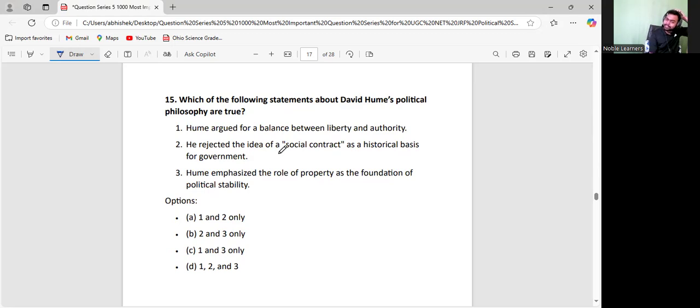I told you he was an empiricist. He said, have you seen the social contract in the past, signed by the people and the government? People say no, we didn't see that. Then you must not believe that there was a social contract at all. So he never actually believed in a social contract. He obviously believed in a balance between liberty and authority. The third one is: Hume emphasized the role of property as the foundation for political stability.